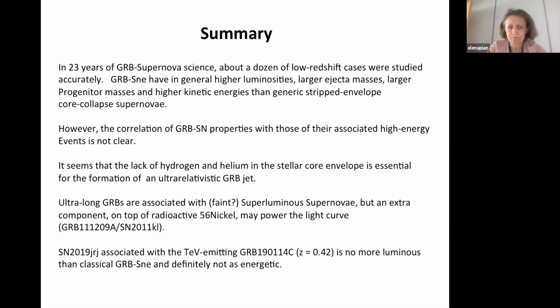And finally, supernova 2019jrj associated with the TeV emitting gamma ray burst 190114C, the first known TeV gamma ray burst emitter, is an interesting object, probably in the ballpark of gamma ray burst supernovae as concerns the luminosity, but not as energetic.